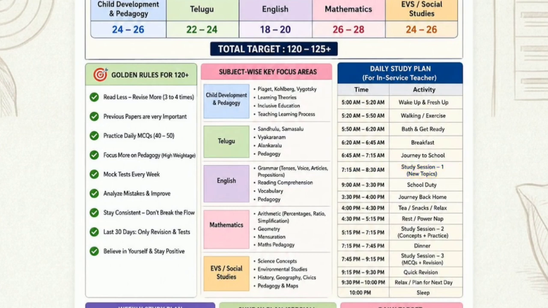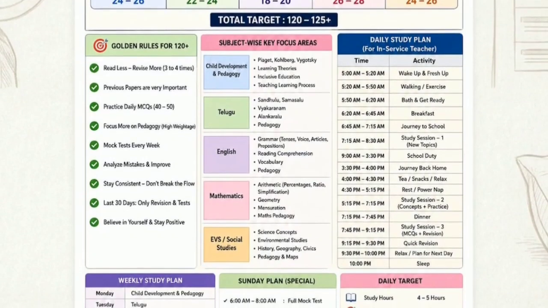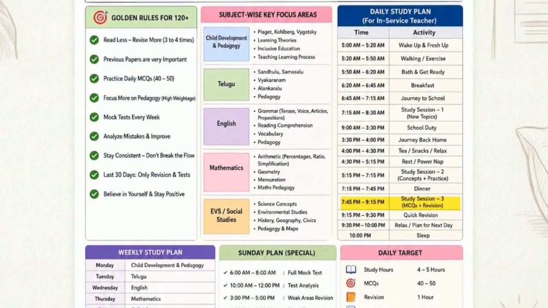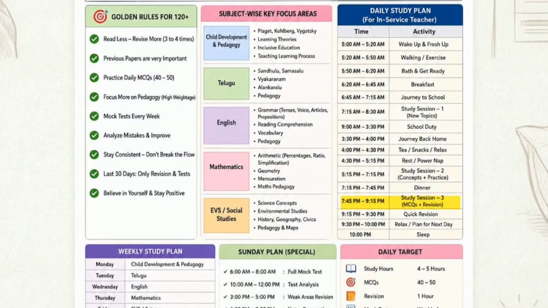When you return from school, exhaustion sets in. The plan accounts for this with a mandatory power nap at 4:30 p.m. That reset gives you the energy to tackle study session 2 from 5:15 to 7:15 p.m., where you learn and practice new concepts. Your final push happens at night. From 7:45 to 9:15 p.m., you run study session 3, which is strictly for practicing multiple choice questions. You then cap the night with a 15-minute quick revision before bed.